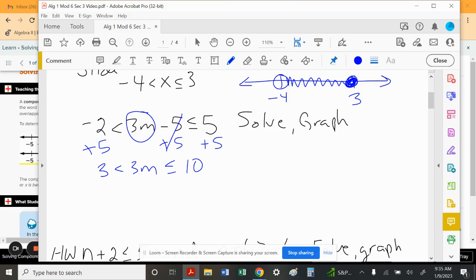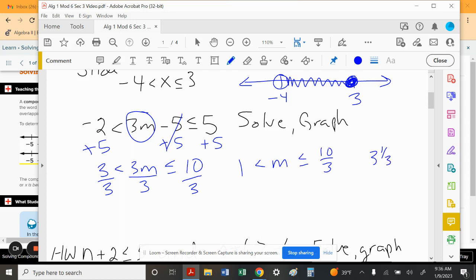Then my last step is to divide everything by 3, because I have a 3 here. So I'm going to divide that by 3, then that by 3, then that by 3. Of course, 3 divided by 3 is just 1. So that is 1 less than m, less than or equal to 10 over 3. Just so I keep it in my head, that's really 3 1/3.